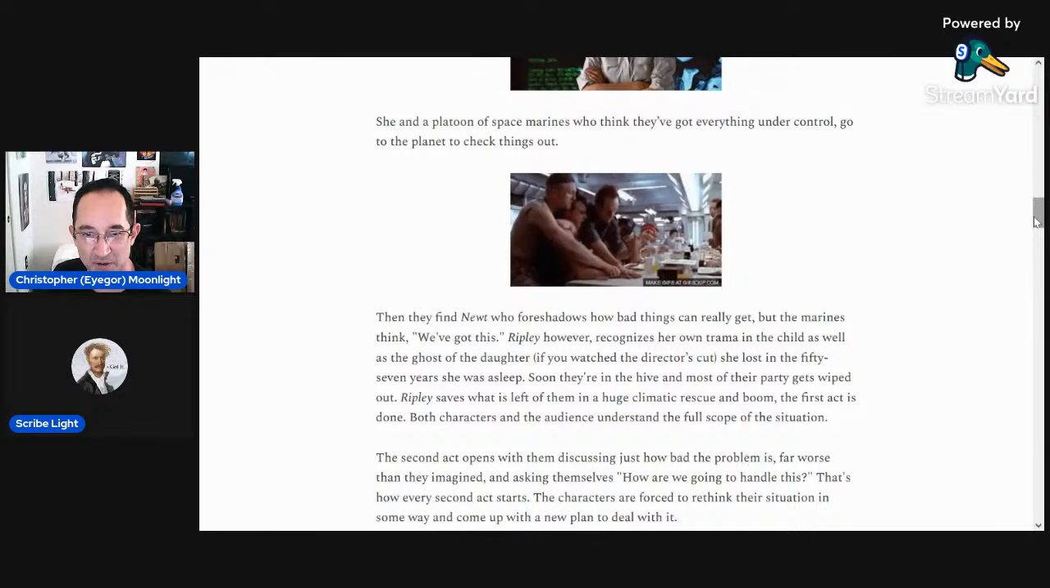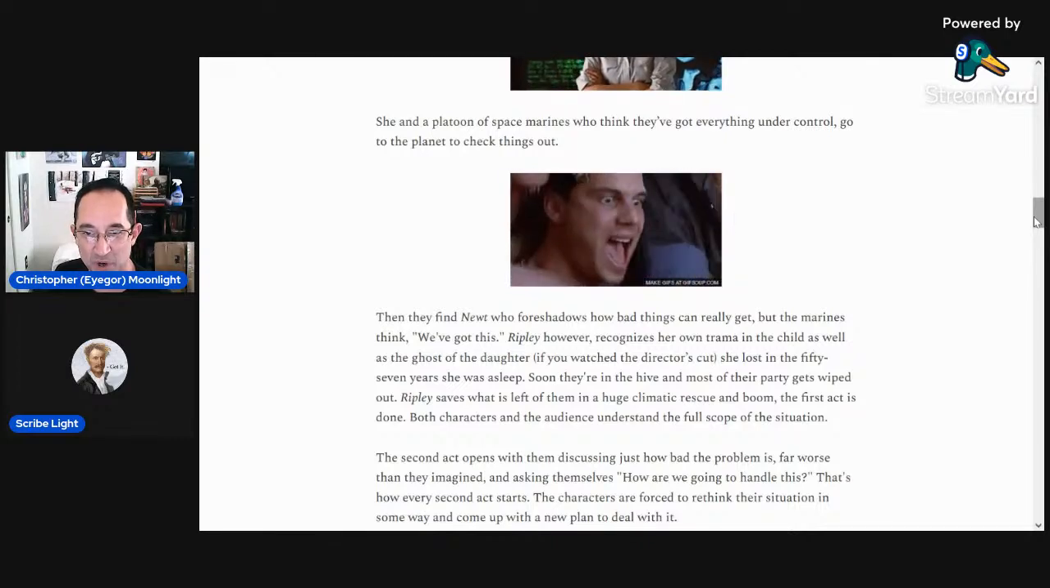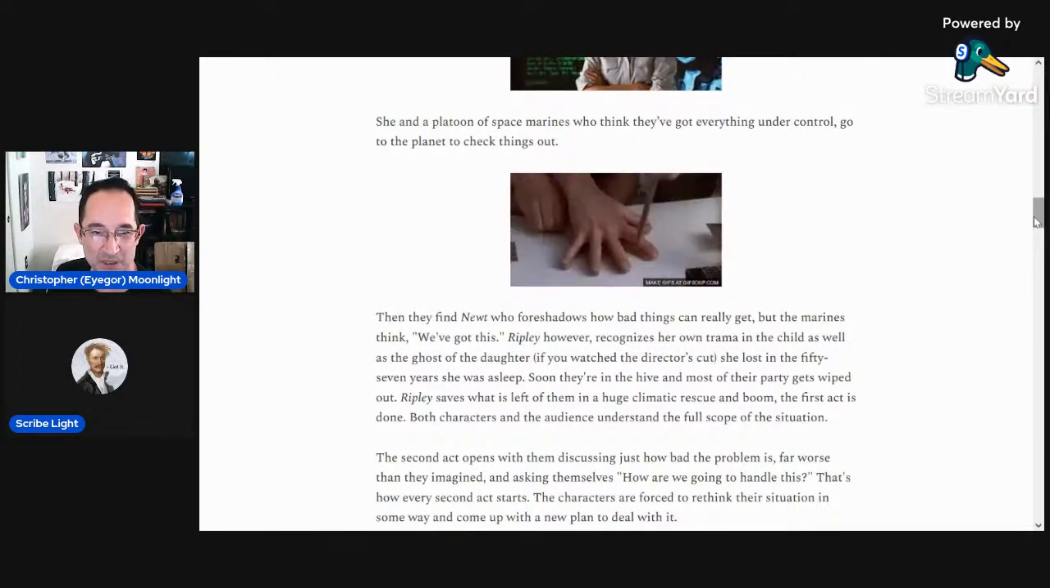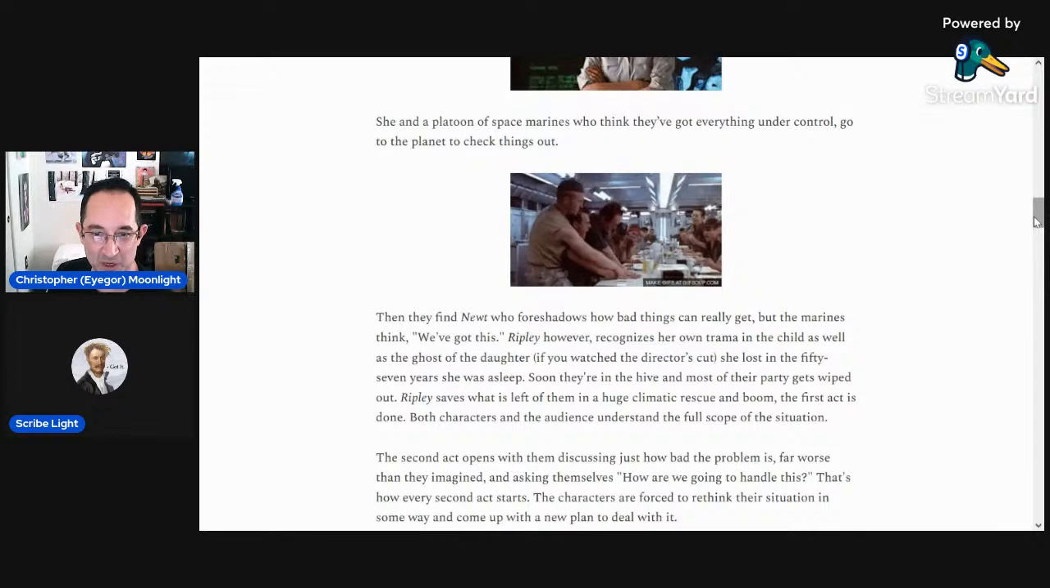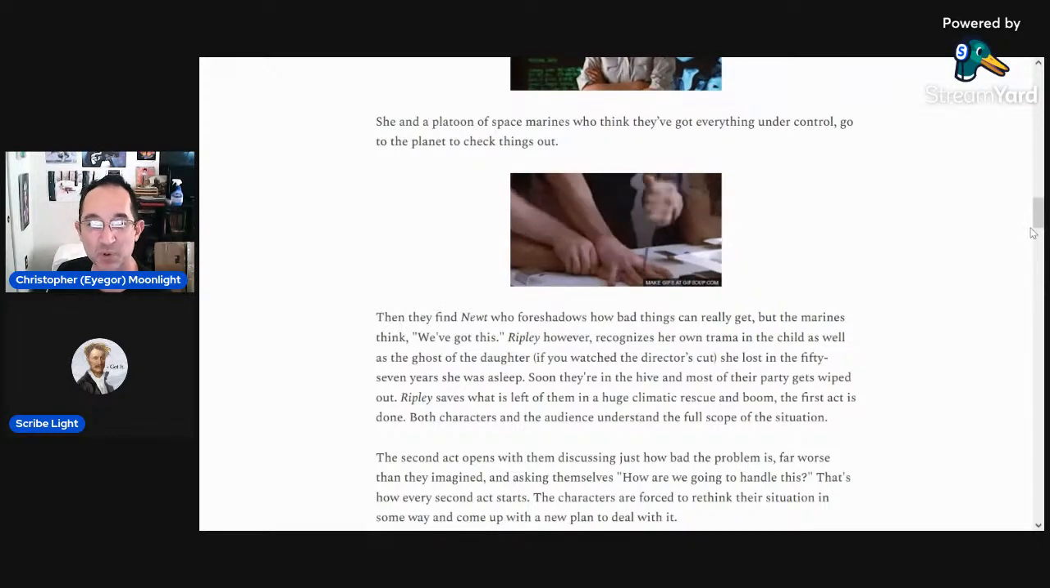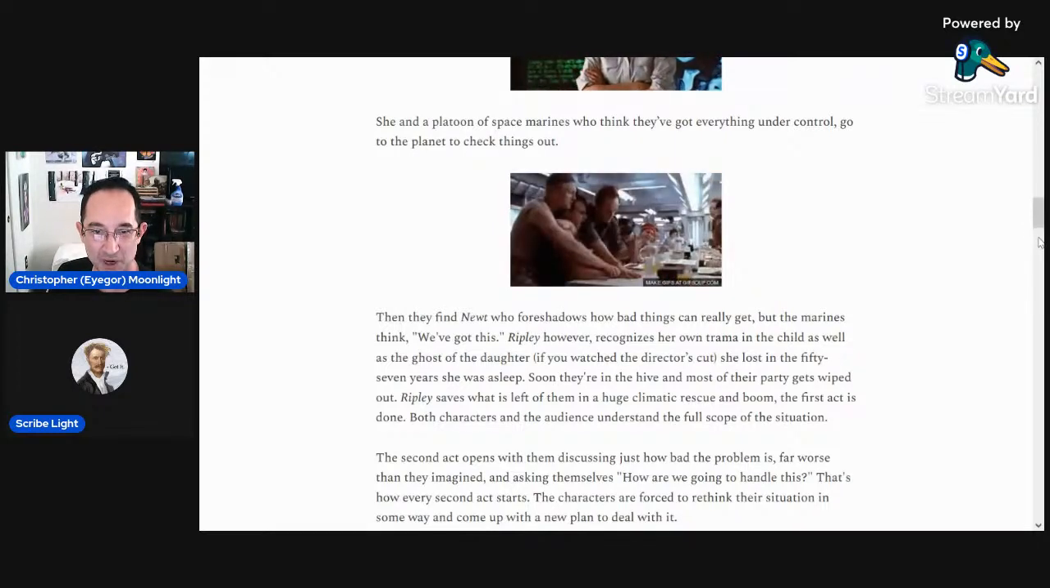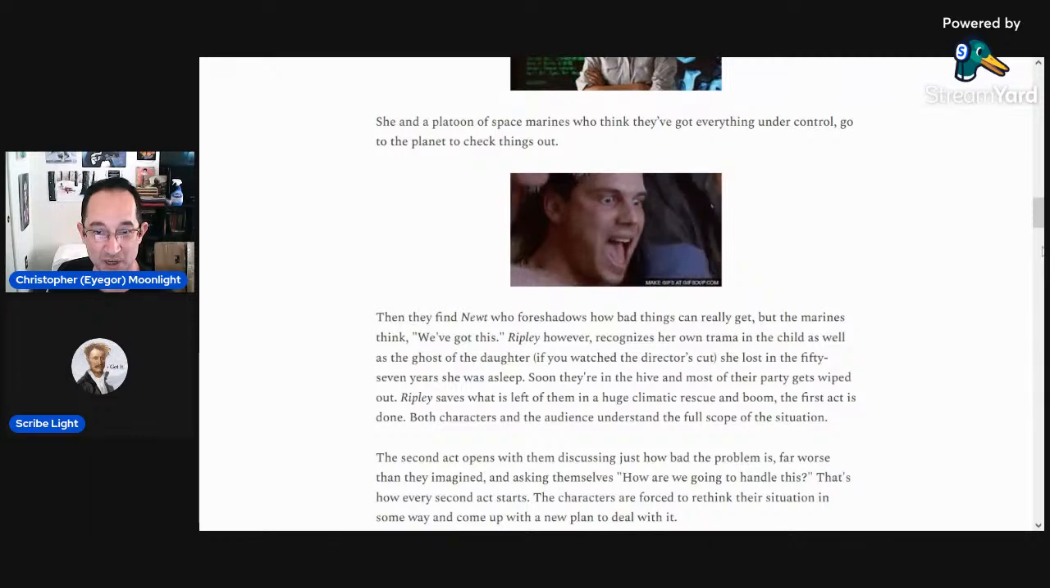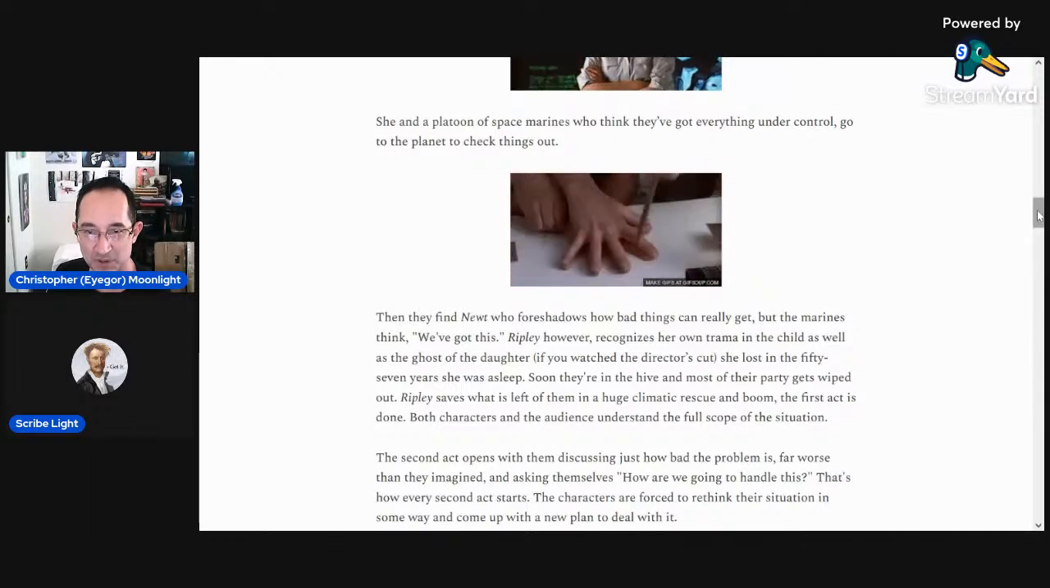Soon, they're in a hive, and most of their party gets wiped out. Ripley saves what is left of them in a huge climactic rescue, and boom, the first act is done. Both characters and the audience understand the full scope of the situation.